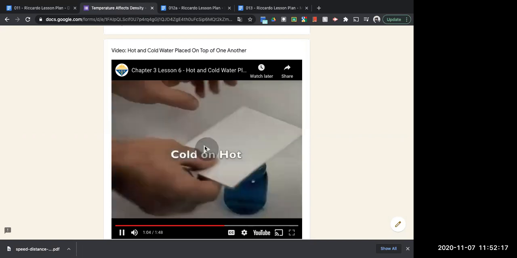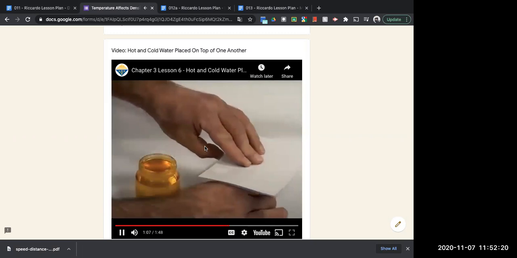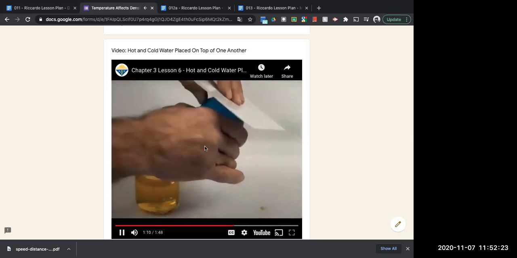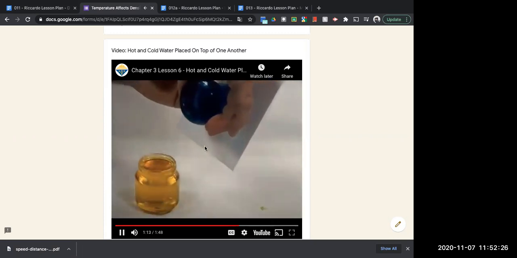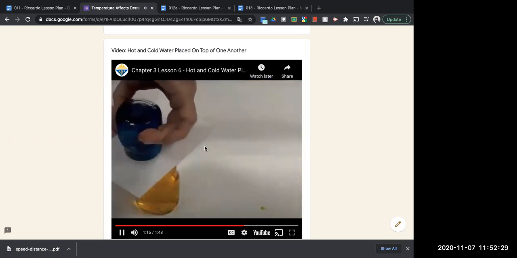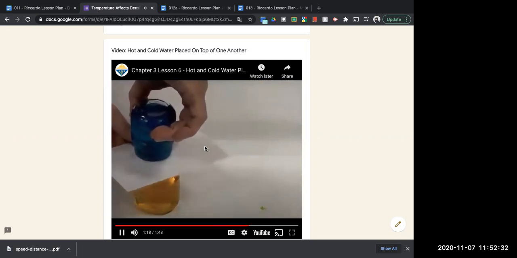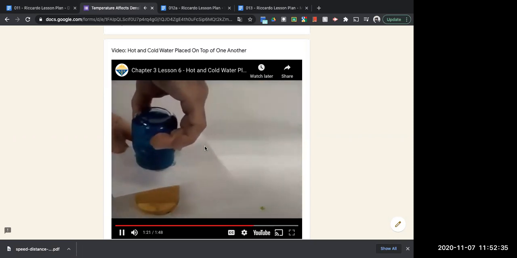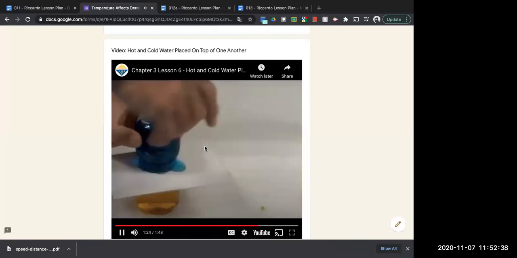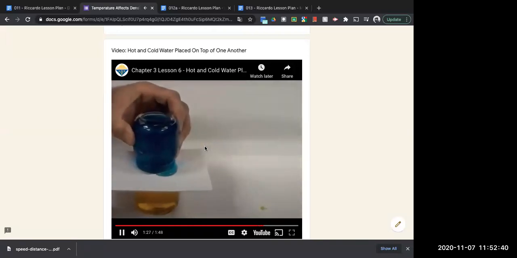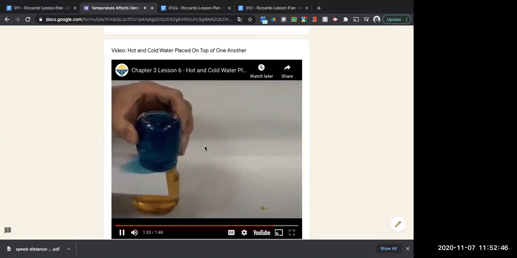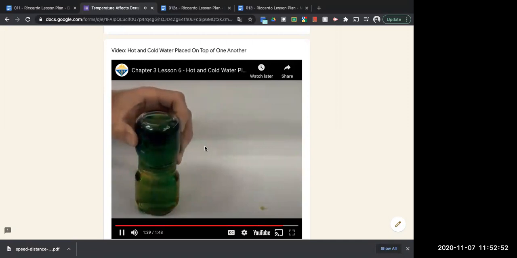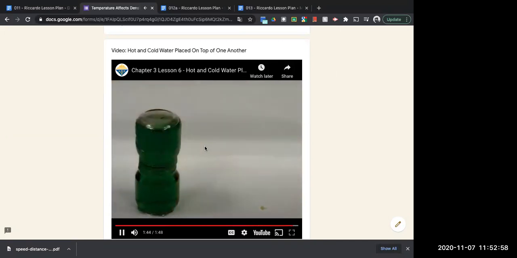I'm sorry. We take the blue cold water and place it on top of the hot yellow water. What do you think will happen? We followed the same procedure. The card is removed so that the blue cold water comes in contact with the yellow hot water. This time, the result is very different. When the cold water is placed on top, the colors mix because the cold water is more dense and sinks in the hot water.